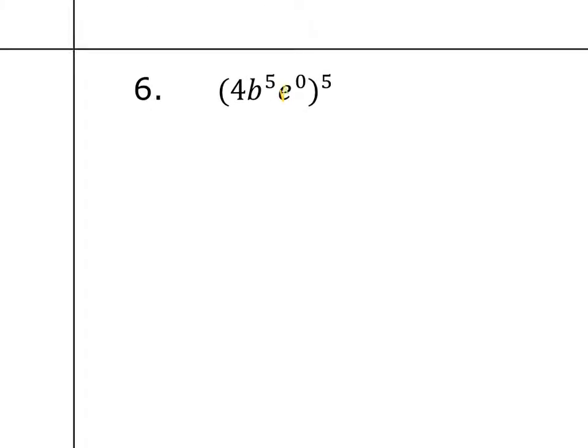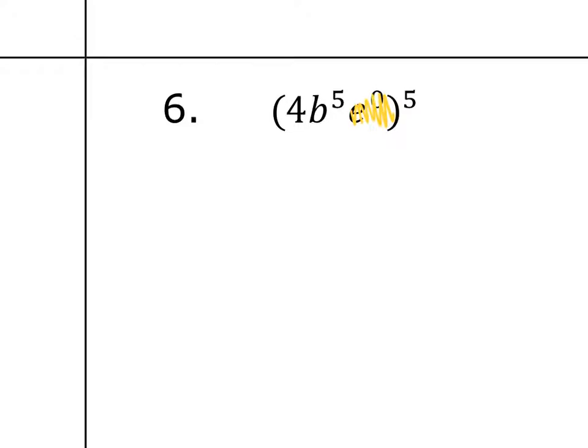Problem 6, I see an e to the 0, so I'm going to go ahead and cancel it out to make sure I don't make any silly mistakes. I've noticed some people put a 1 and then they multiply 1 times 5 and it totally changes their number. So I would just go ahead and cross that out like it wasn't even there.